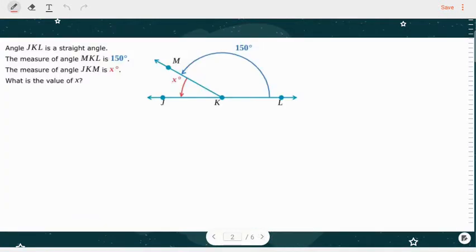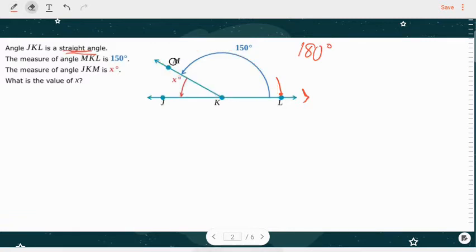All right, so anytime I see a straight angle, that means I see a straight line. There's my big straight line. If it is split by some other line, I can see that this entire big angle from L arched all the way over to J is a total of 180 degrees. That's what it means by straight angle.